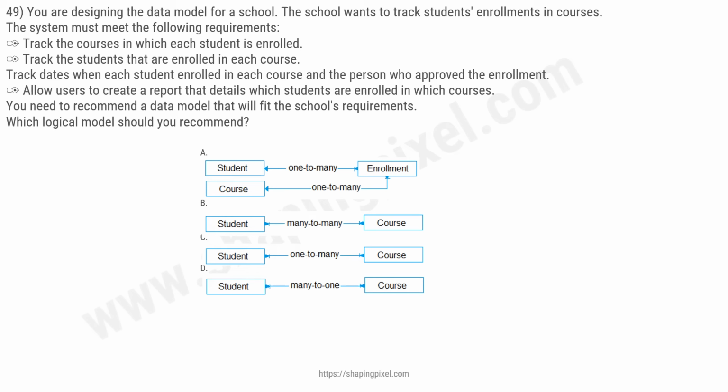Question number 49. You are designing the data model for a school. The school wants to track students' enrollment in courses. The system must meet the following requirements. Track the courses in which each student is enrolled. Track the students that are enrolled in each course. Track dates when each student enrolled in each course and the person who approved the enrollment. Allow users to create a report that details which students are enrolled in which courses.